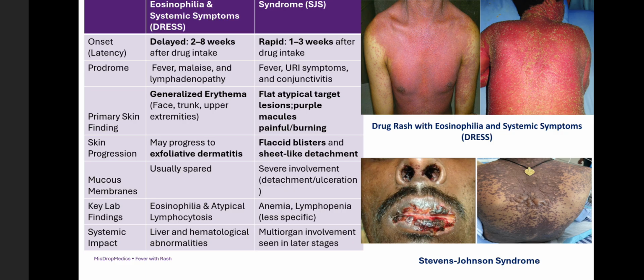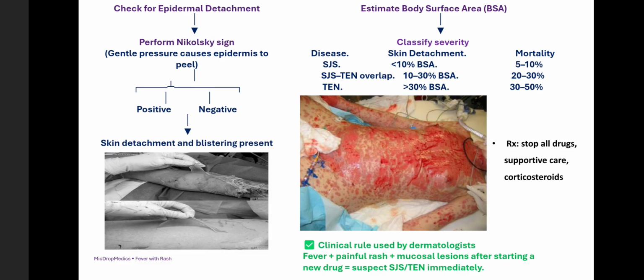Whereas, if it was started 1 to 3 weeks back, it's most likely Stevens-Johnson syndrome, where you see painful purple macules or targetoid lesions with severe mucosal involvement. Here, pain out of proportion to the rash is a major diagnostic clue. So what we do here is perform a Nikolsky sign, where we apply gentle tangential pressure on the skin with your thumb. If you see that the epidermis is peeling off like wet tissue paper, you have reached a point of no return.